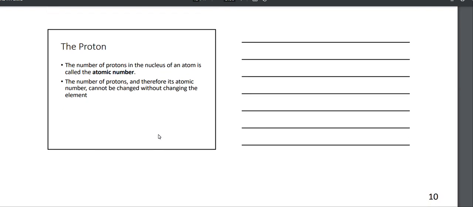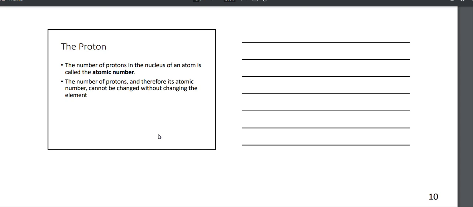When it comes to the proton, the number of protons in the nucleus of an atom is also called the atomic number. So if I were to ask for a definition, the atomic number represents the number of protons in a nucleus. Later on, we will also talk about the atomic mass. So it is important to differentiate between these two terms, atomic number versus atomic mass. I'll show you an example from the periodic table shortly, and we'll explain that in more detail.